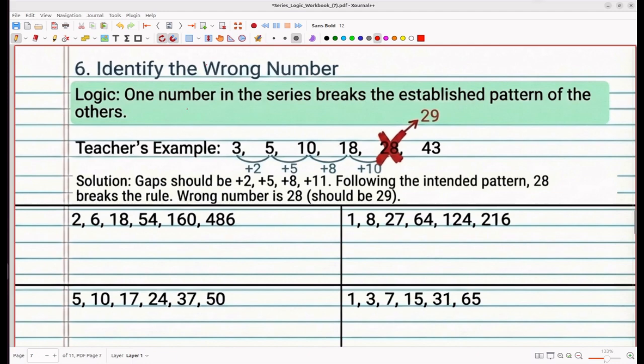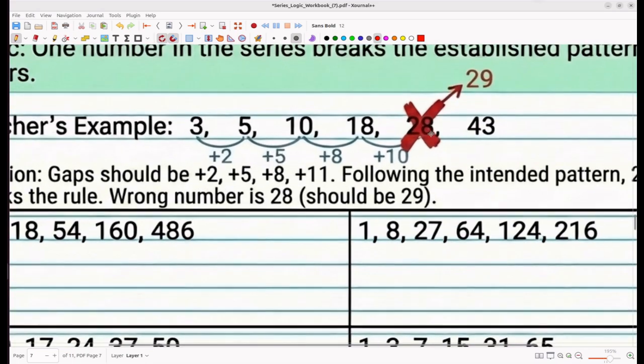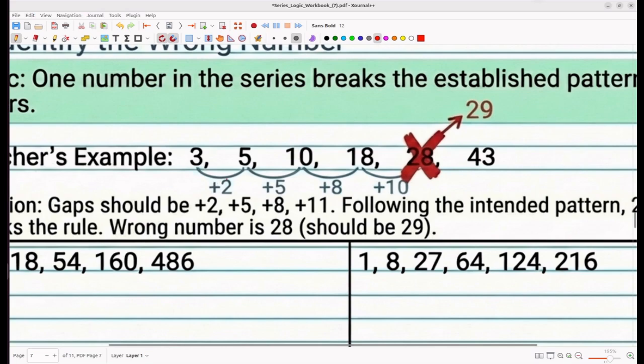Here in this, one number in the series breaks the established pattern of the others. Suppose here we have example 3, 5, 10, 18, 28 and 43. I will zoom it. So in this pattern we need to find out the wrong number. That's the target here. So the wrong number is 28 here. How have we identified it?